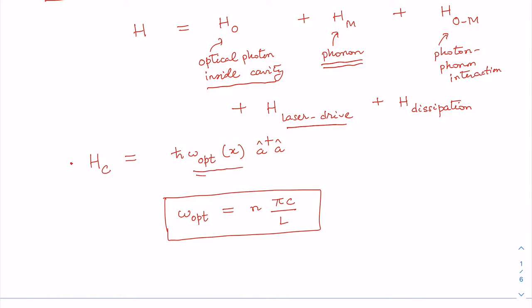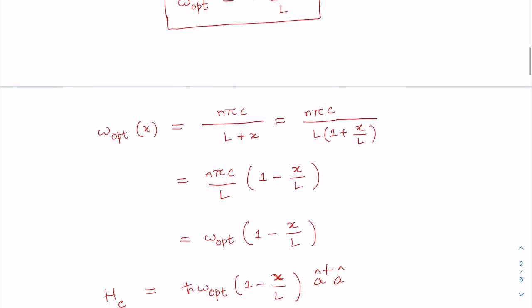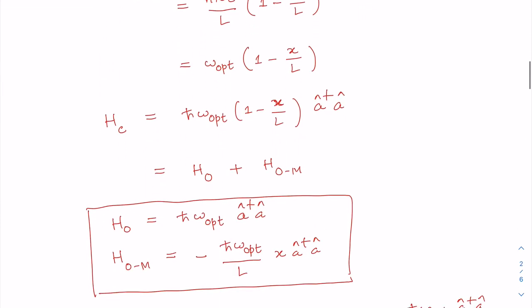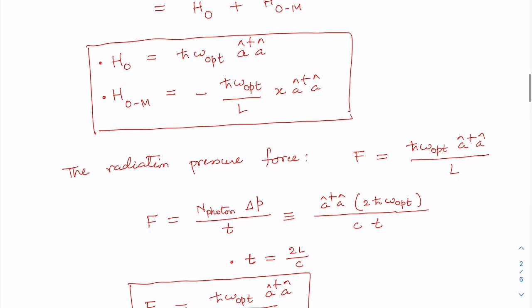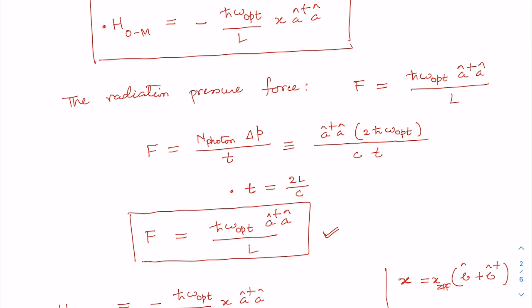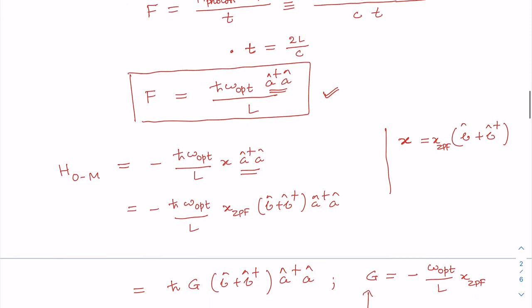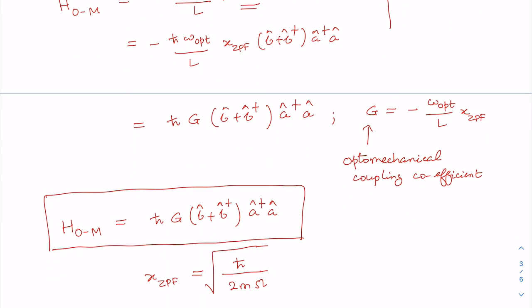And because we know that the cavity photon is basically a harmonic oscillator, the resonance frequency of the oscillator is dependent on the displacement of the movable mirror. So based on this, if the displacement of the mirror is very small, then we got two terms. One is due to the cavity photon that is circulating inside the cavity, and another one is the optomechanical interaction term. We also saw how the radiation pressure force can be very easily worked out, and this is related to the number of photons inside the cavity, as well as the bare optical cavity resonance frequency. And the optomechanical interaction Hamiltonian term can be expressed in a very convenient form like this.